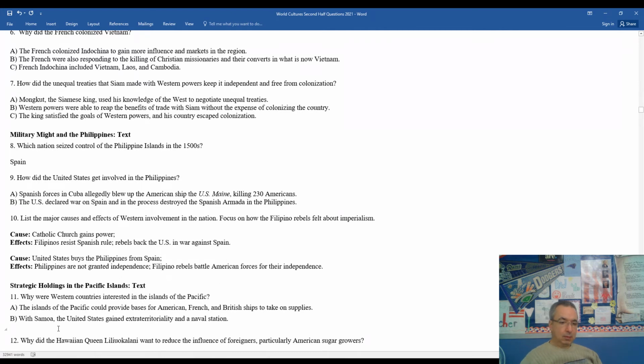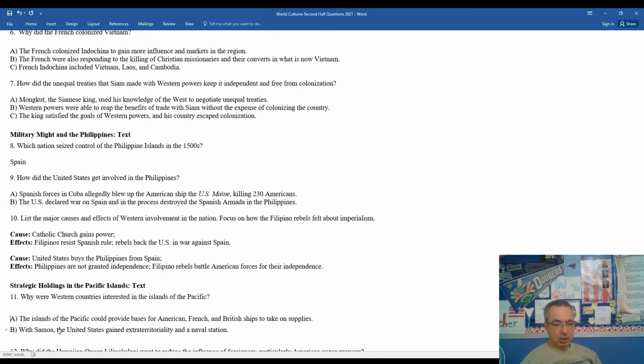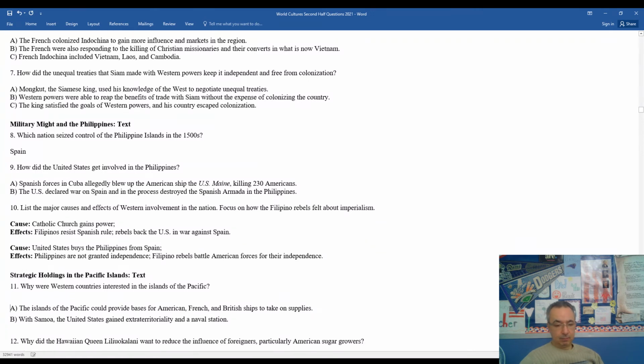Okay, moving on now to additional Pacific islands. Number 11, why were Western nations interested in the islands of the Pacific? They could provide bases for American, French, and British ships to take on supplies, refuel, and things like that. With Samoa, the United States gained extraterritoriality and a naval station there.